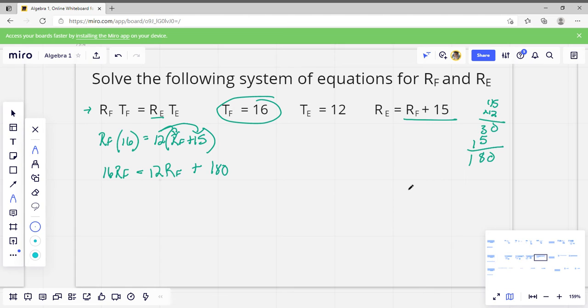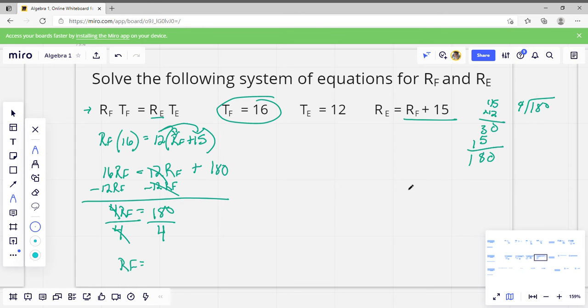Alright, so now I got to get my RFs on the same side. I'm going to subtract from both sides, and I'm going to get 16 minus 12. 6 minus 2 is 4. RF equals 180. Then I just have to divide by 4, and I get RF equals, let's see, 180 divided by 4. 4 times 4 is 16 minus 2, 20. 5 times 4 is 20, 45.